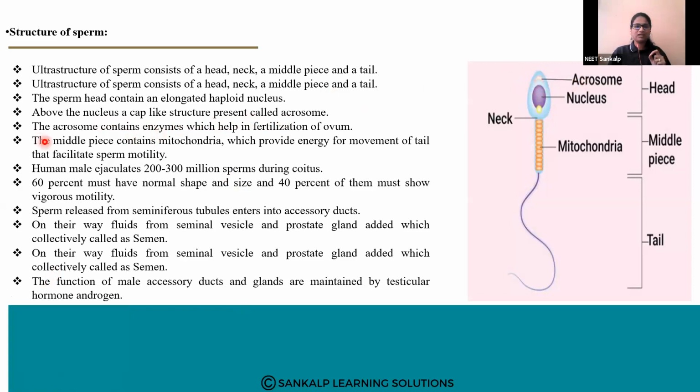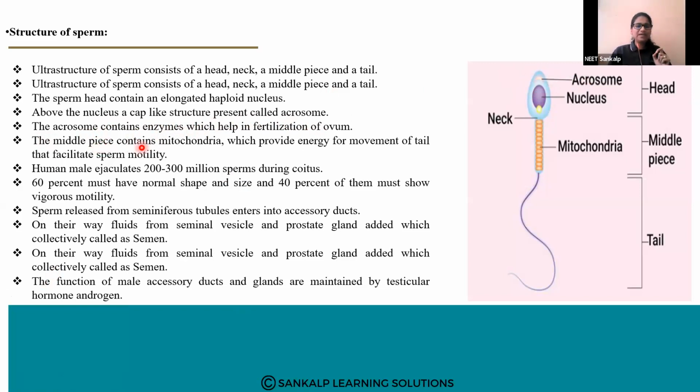That is called the acrosome. The acrosome contains enzymes which help in fertilization of the ovum. So the acrosome is very important because it will have the enzymes, the chemicals which help during fertilization.